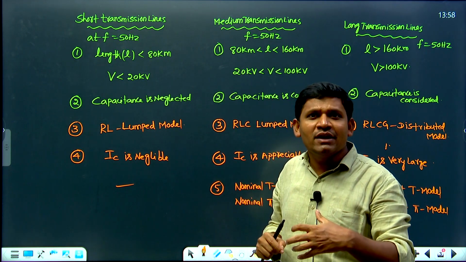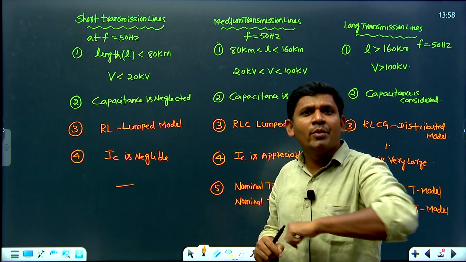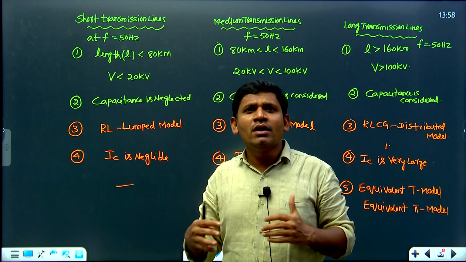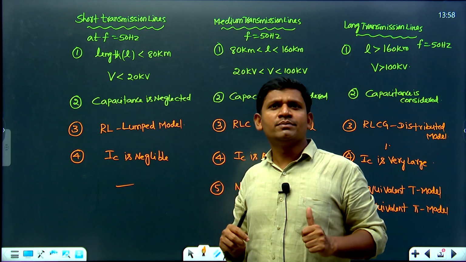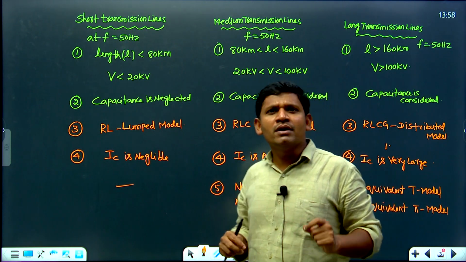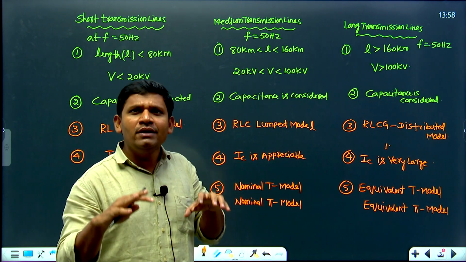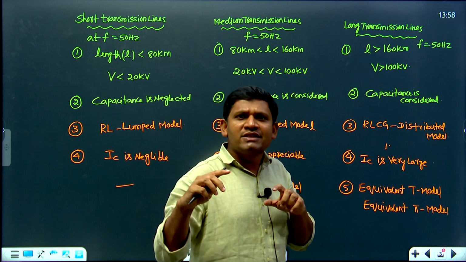In a medium transmission line, there is a nominal T model and a nominal pi model. In a long transmission line, there is an equivalent T model and an equivalent pi model, students. Okay, these observations are important that you have to concentrate on, students. This is one of the important and quick concepts from the exam point of view.